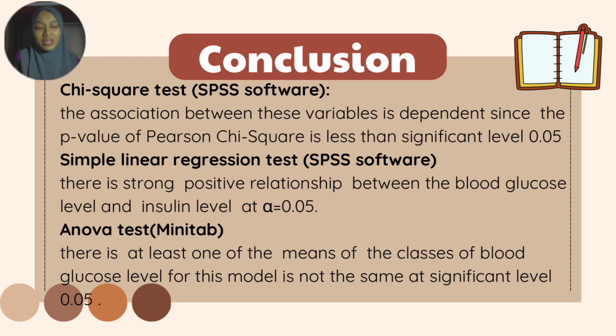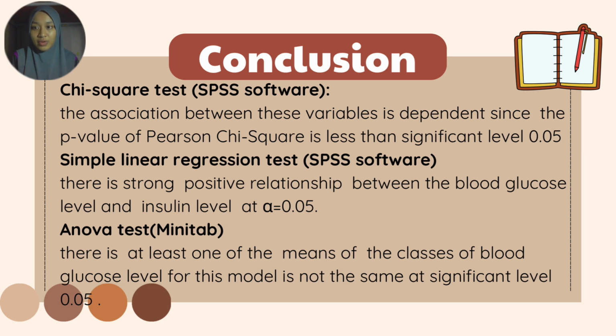Finally, we jump to the last part, which is the conclusion. After we run all the statistical tests for all the variables chosen, we can conclude. For the chi-square test, we use SPSS software, and from the output given, we can summarize that the association between these variables is dependent, since the p-value of Pearson chi-square is less than the significance level of 0.05.